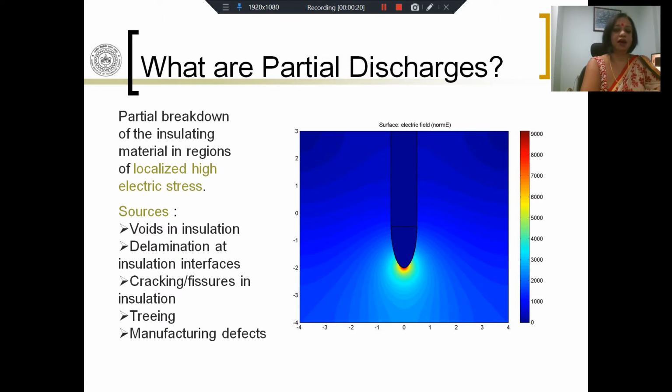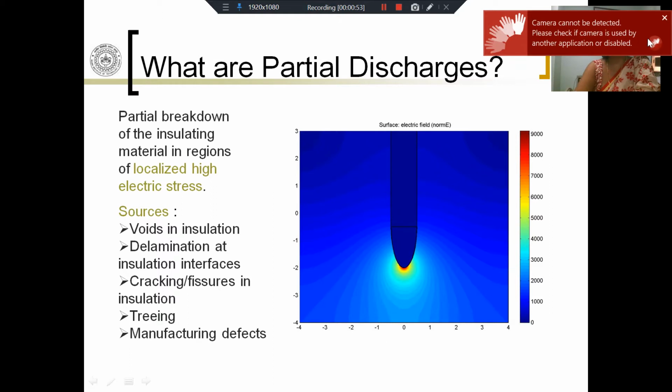As we have defined earlier, partial discharges refer to the partial breakdown of the insulating material only in regions of high localized electric stress. So if you consider the situation where we have a needle plate electrode, the needle has high voltage and the plate electrode is at ground potential. Let us imagine that this entire space is filled up with some gas, let's say air, and when you apply a voltage on the needle, this would be what the field looks like. We have obtained this using COMSOL.